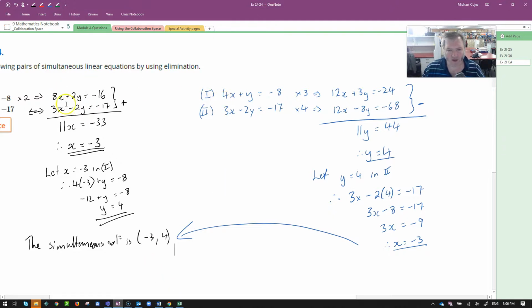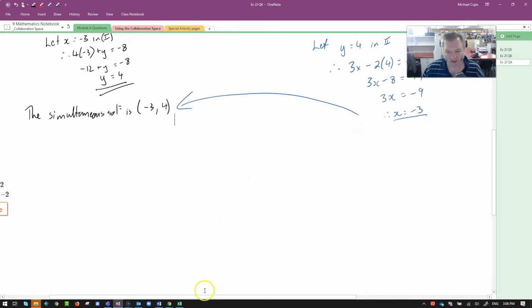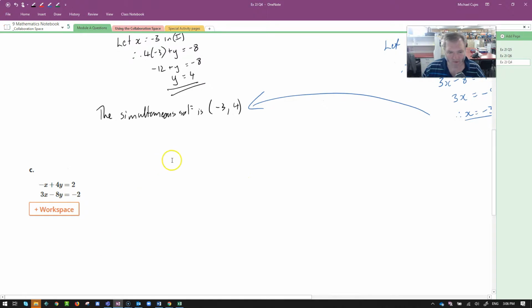So the real key, you want to get the coefficients of one of the variables the same. How do I go about doing that? Well, I multiply one, as I did in the first case, or both equations, until I've got the coefficients the same. I might do one more here for us.